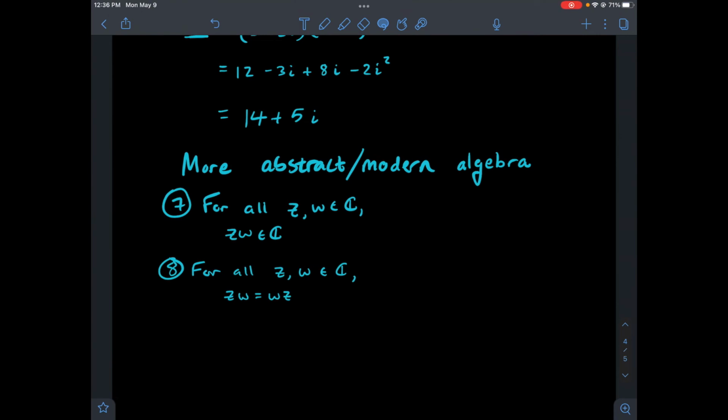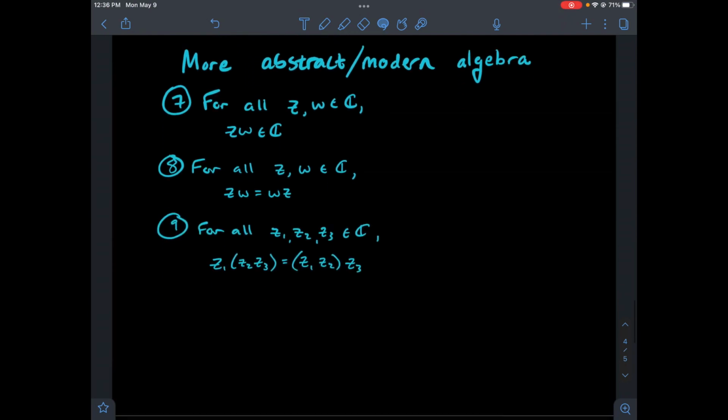Number 8 says that complex multiplication is commutative. You can multiply in either order. zw is the same as wz. Number 9 says that complex multiplication is associative. And so if you do z2 times z3 first and then times z1 on the left, that's the same thing as z1 times z2 first and then times z3 on the right.